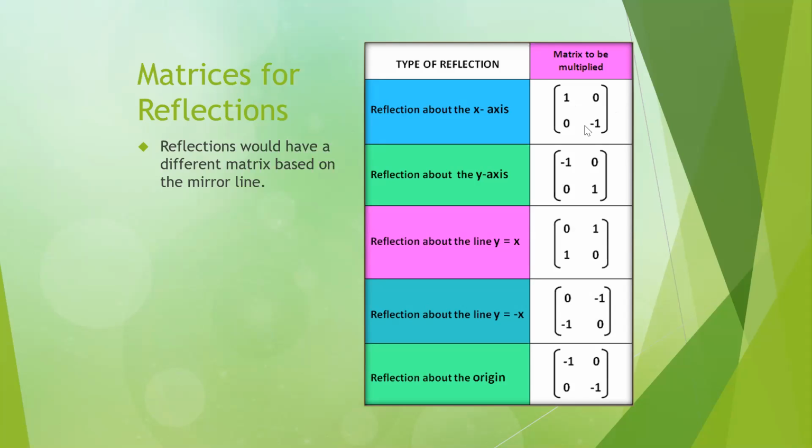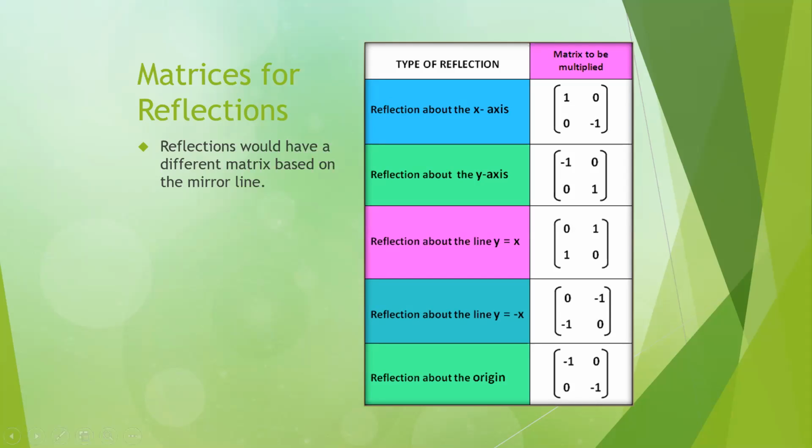Okay? Now, how do you use these matrices to perform a reflection? You use what you know already, which is matrix multiplication. You have to multiply the matrix for the reflection by the point. And remember, we write the point as a column matrix.